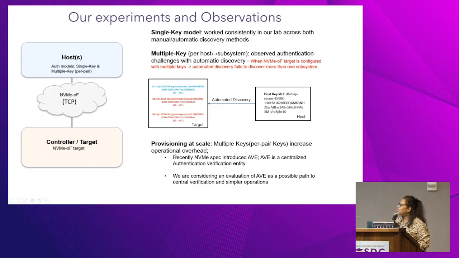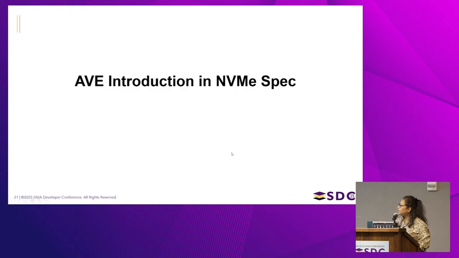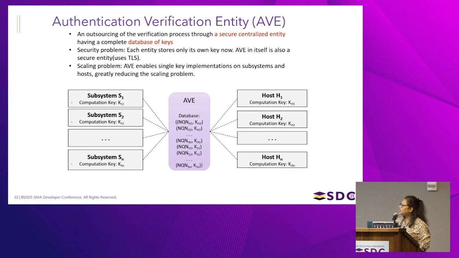So to solve all this, we have just 5 minutes remaining. Recently in the specification, AV is introduced. AV is a centralized authentication verification entity. We are next planning to evaluate AV. You have a question? Yeah. As a possible path to simplify all these operations. So what AV does, AV is recently introduced in the NVMe specification.